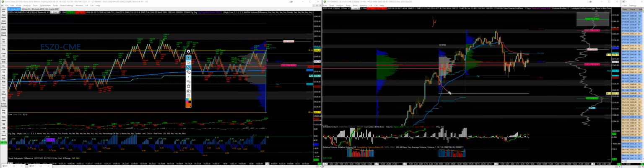The LVN. Test the MC VPOC or the composite VPOC at 40. Balance and continue higher to the century, mid-century figure, 50. So market did exactly that.